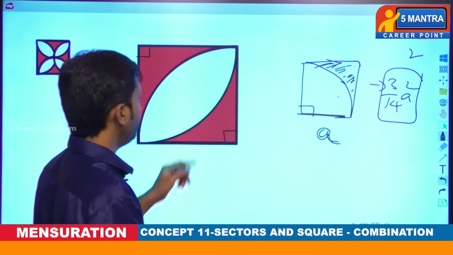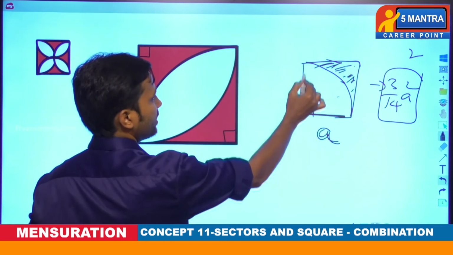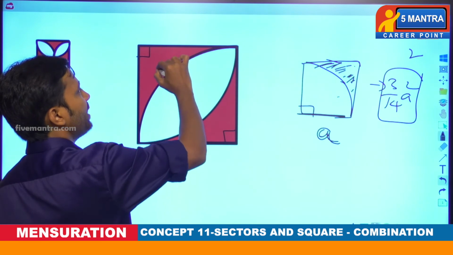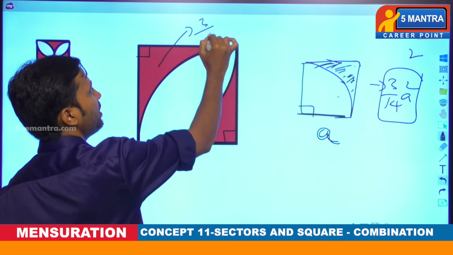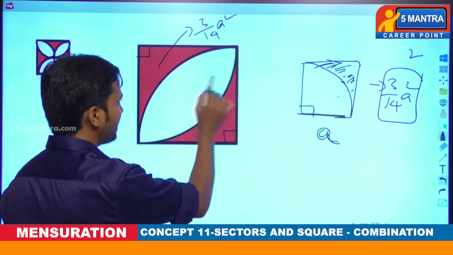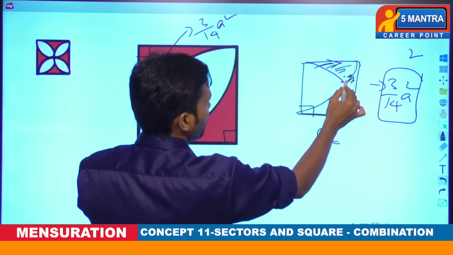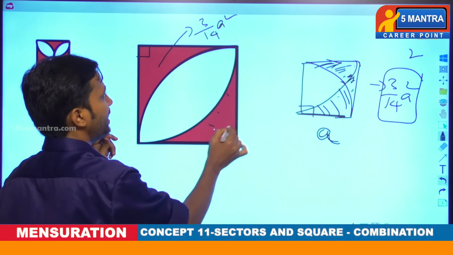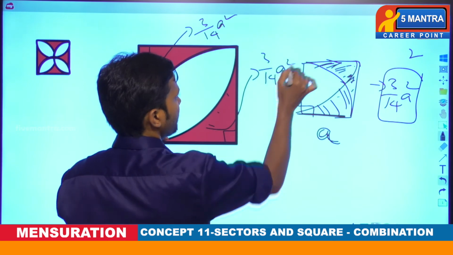Let us just observe here. This is a sector of such kind or not? See, this is a sector like this. So is this a sector like this or not? Now tell me, this red colored portion is representing how much? 3 by 14 A square or not? 3 by 14 A square. Now again this red colored portion, because this is a sector, see like this it is occupying, that means this is also red colored portion only, no? This portion again is representing how much area? 3 by 14 A square.